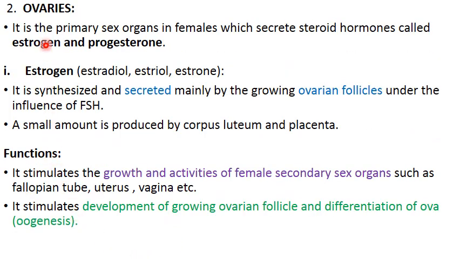Now coming to the next part, that is the ovaries. Ovary is the primary sex organ in case of females, and they secrete these steroid hormones which are estrogen and progesterone. Estrogen, in which the main is estradiol, or there can be some amount of estriol and estrone also. And where is estrogen secreted?